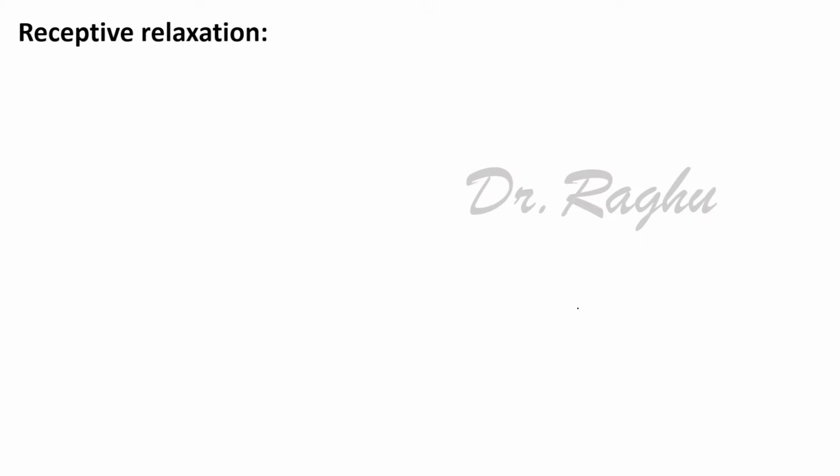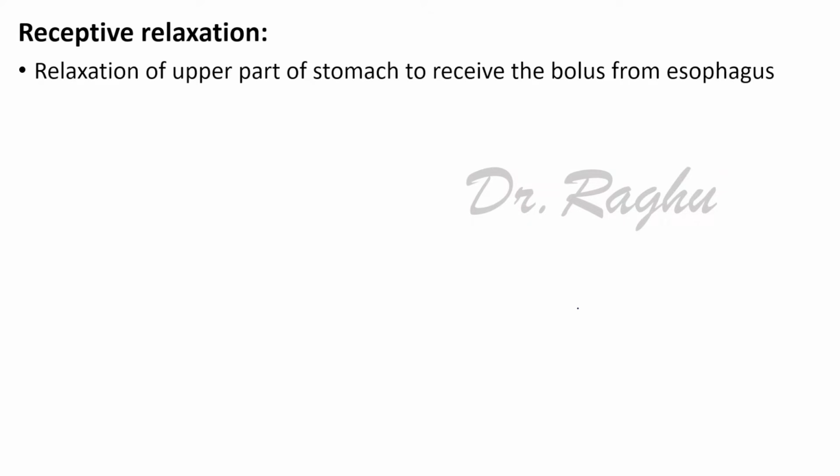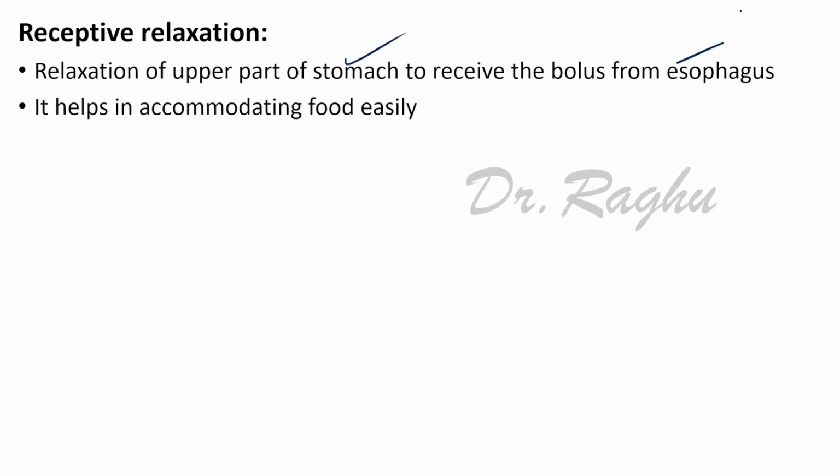The first of these is called the receptive relaxation. As the name itself suggests, this is relaxation of the upper part of the stomach, basically the fundus and the upper part of the body of the stomach, so as to receive the bolus of food from the esophagus. So when the food is entering or is about to enter the stomach, the upper part of the stomach relaxes. This is called receptive relaxation. What does it help in? It helps in accommodating the food very easily.